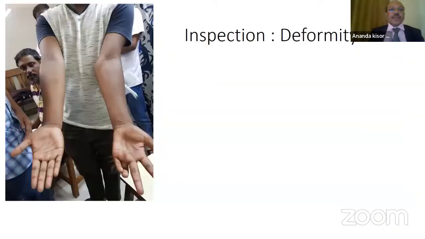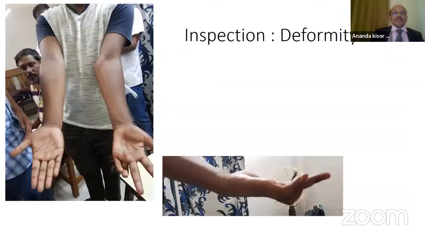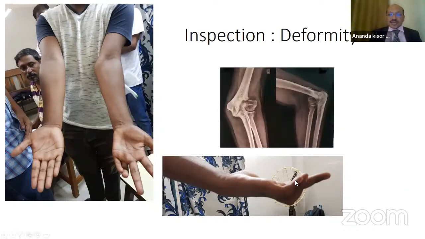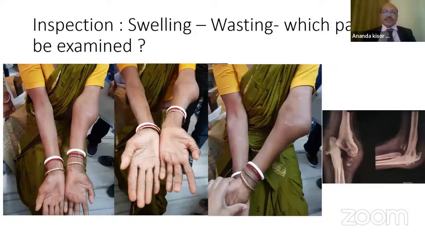Now the deformity should be examined not only from the front and the side, but also from the back. Suppose in this case this is the deformity. If it is examined only from the front, it may be missed. So you have to always examine from the side also. This is basically a claw hand deformity. You see, this is the cubitus valgus deformity with ulnar clawing, and that is the consequence of non-union of the lateral condyle with cubitus valgus. Now see, where you have to examine the swelling and the wasting.